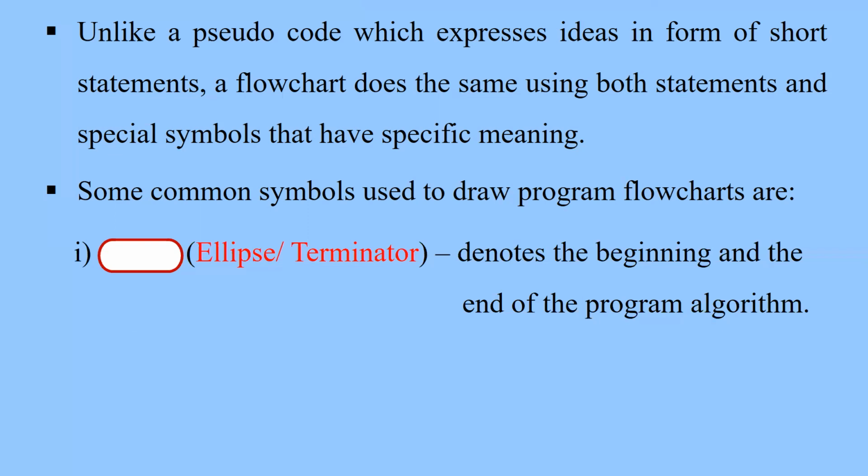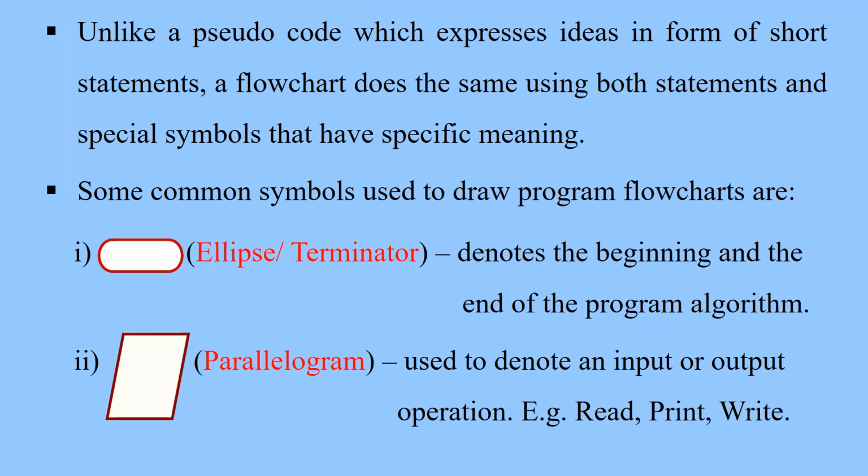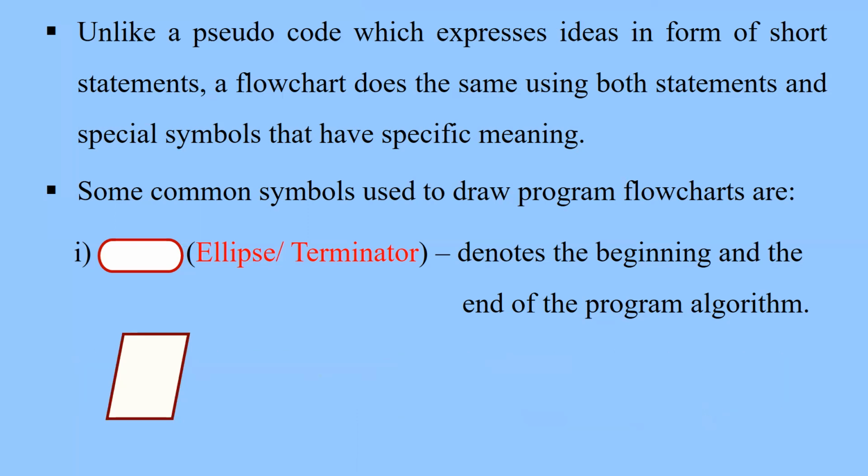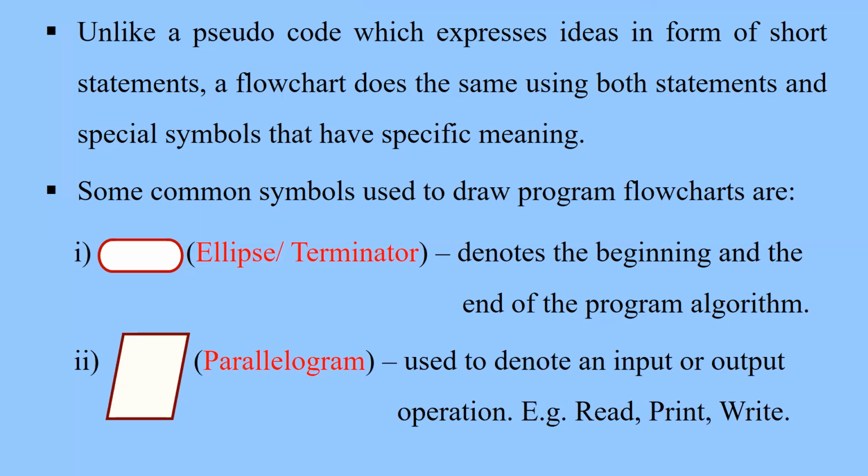This other symbol that we use is called a parallelogram. A parallelogram is used to denote an input or output operation. Therefore, any point where the program or the processor will be required to read a certain value or display a certain value, we are going to use the parallelogram. So it is used to indicate an input operation or an output operation. For example, using the ones read, print, write, amongst others.